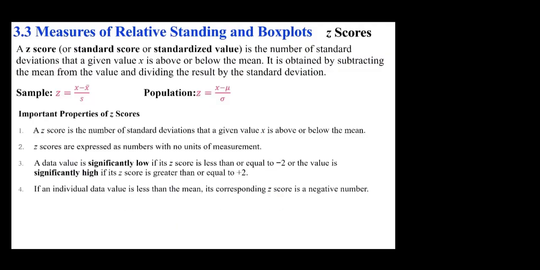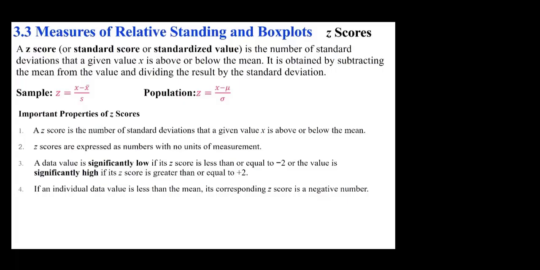What is a z-score? A z-score or standard score is the number of standard deviations that a given value is above or below the mean. It is obtained by subtracting the mean from the value and dividing by the standard deviation. So pay attention to the formula: z equals x minus x bar over s, or z equals x minus mu over sigma. The important properties of the z-scores. The z-score is the number of standard deviations that a given value x is above or below the mean. Z-scores are expressed as numbers with no units of measurement.